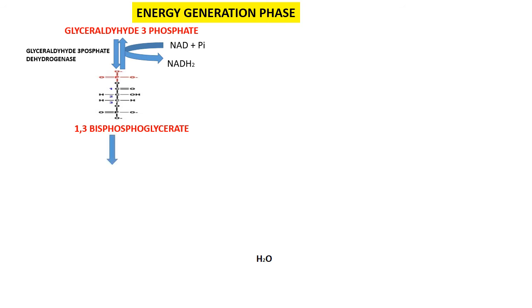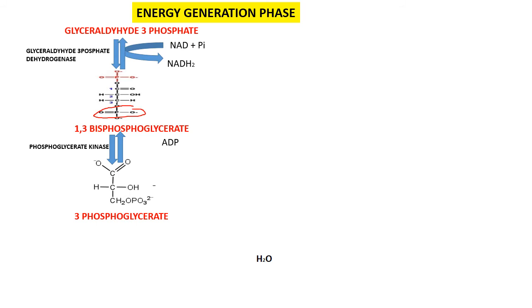The 1,3-bisphosphoglycerate produced as a result of this reaction is converted into 3-phosphoglycerate by the enzyme phosphoglycerate kinase. In this reaction, the phosphate from position number 1 is transferred to the ADP and it gets converted into ATP.